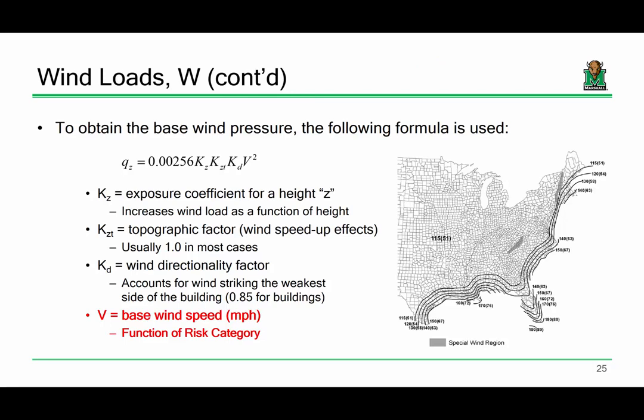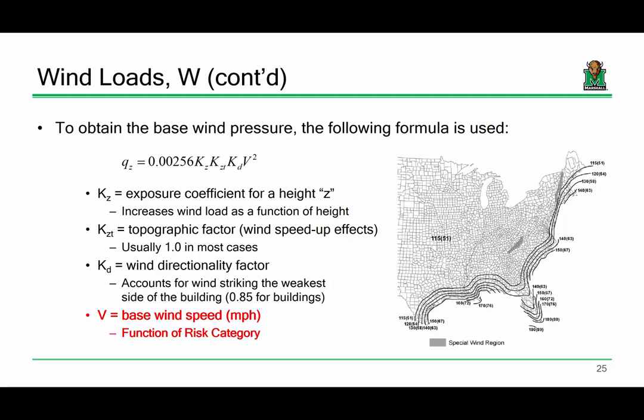Now, the wind pressure equation is dependent upon a couple of things. First off, it is adjusted for a couple of different things. There is a topographic factor that we adjust this for, this KZT. More often than not, that factor is taken as one. The only time that we adjust that is if the building is on top of a really sudden steep hill, then you could get some wind speed-up effects on the building. There's a wind directionality factor that's accounting for wind striking the weakest side of the building, but that's generally taken as 0.85 for buildings. It can change depending on if you're designing a different structure.